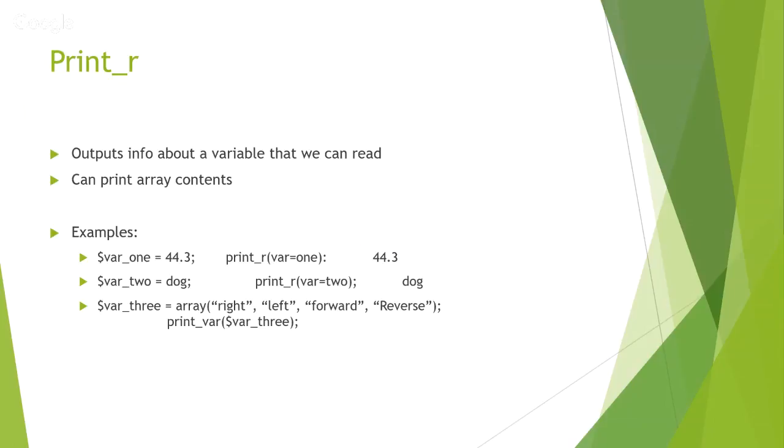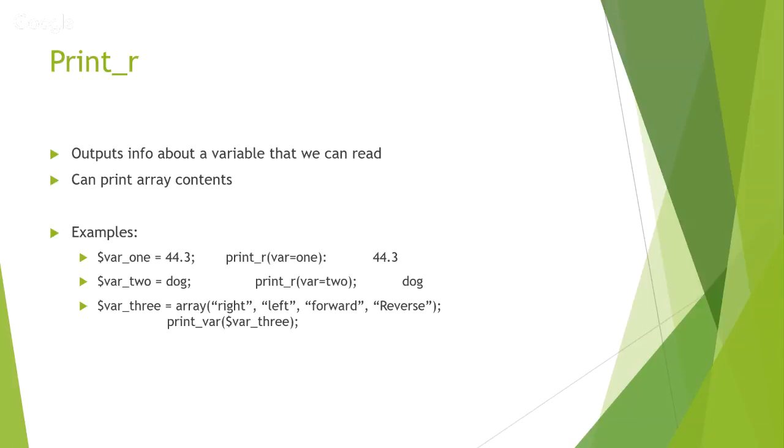We see that variable 1 equals 44.3, making it a float. Once you do print_r and then variable 1, that will take it and print out 44.3. Now if we do variable 2 equals dog, which is a string, print_r variable 2, it'll print out dog.